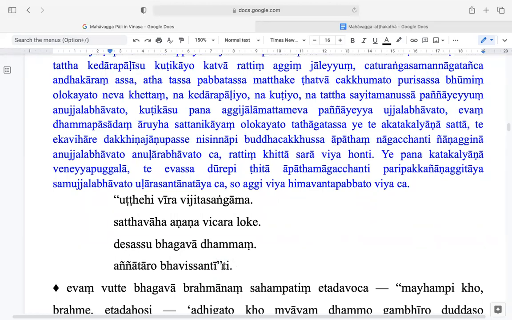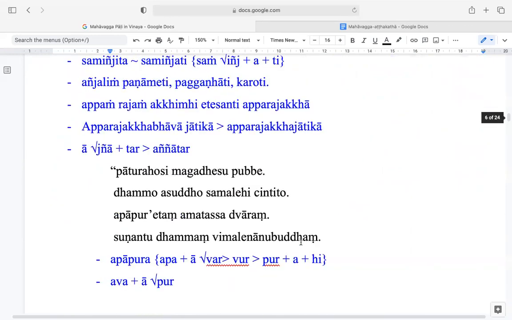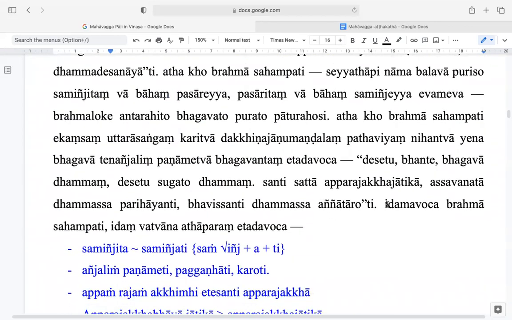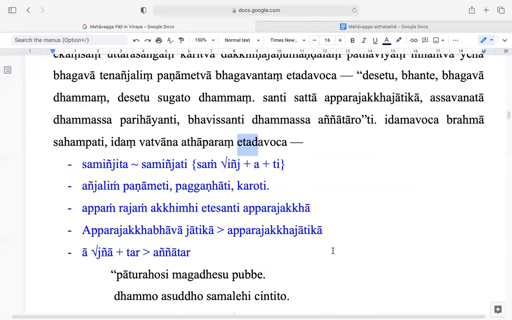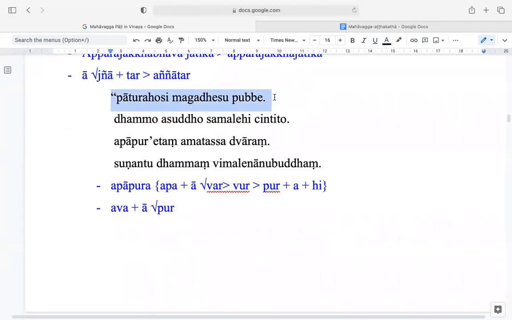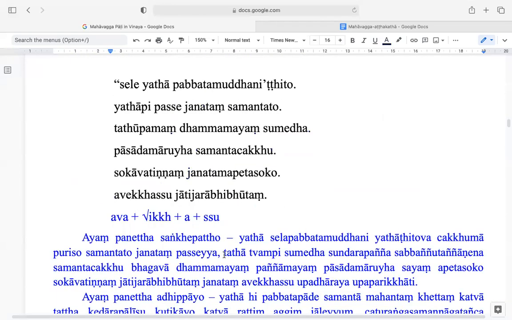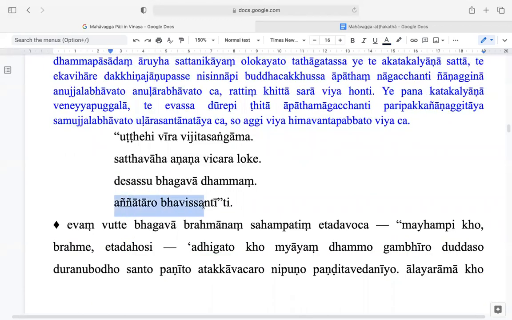That iti is actually a quotation marker, that clause, referring to the main line. Here the main line is: Brahma Sahambadi Idan Avoca, Idam Avoca. The iti refers to the idam, which means this speech. The speech is this stanza, from Padurahosi Magadhesu Pubbe to Inyataro Bhavissanti. So in this way, we need to understand.